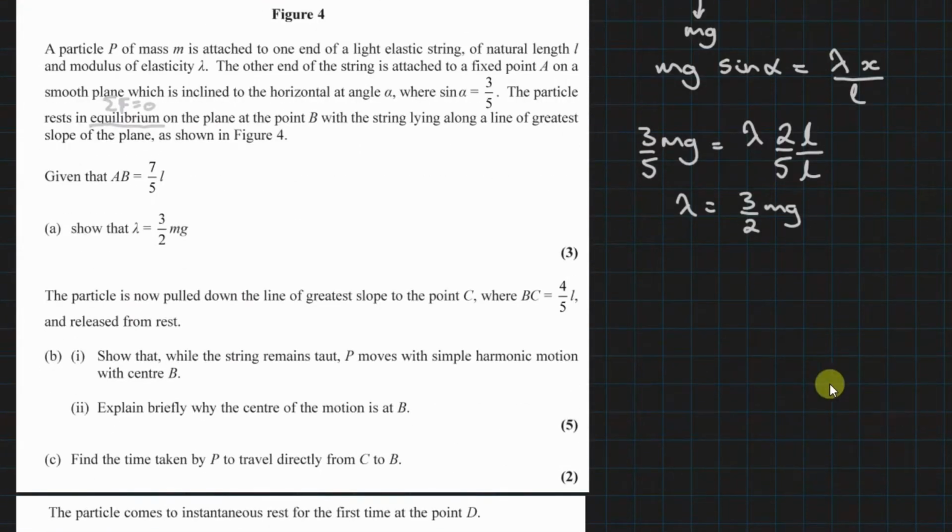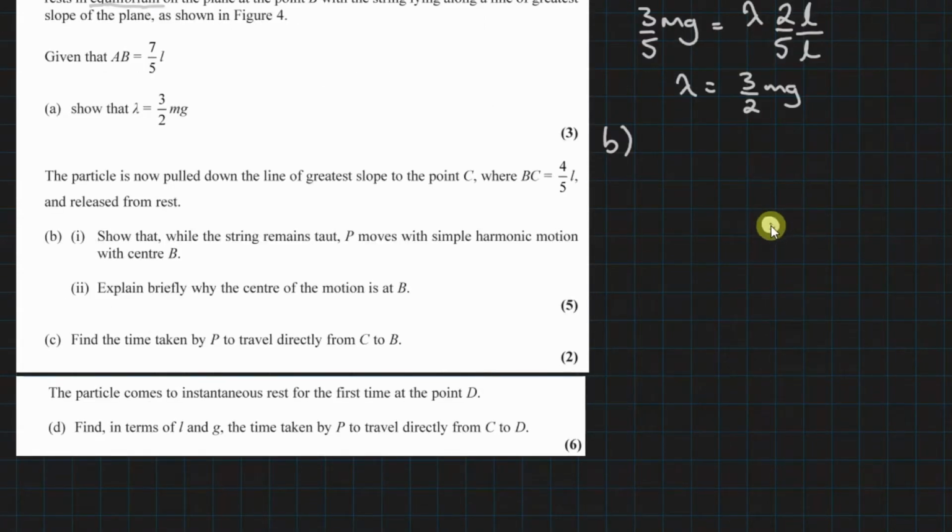Now the particle is pulled down the greatest slope to the point C, where BC is 4/5 of L, and is released. Show that while the string remains taut, P moves with simple harmonic motion centered on B. So what we need to construct is a general formula for an extension. This 4/5 is a little bit misleading at this point. It causes a little bit of a distraction. So we're going to deal with an arbitrary position past B, blasting everything off. I think trying to draw things on a slope may have caused some of the problems.